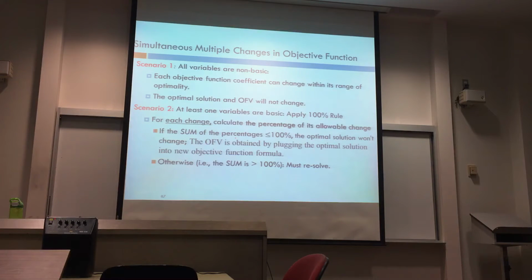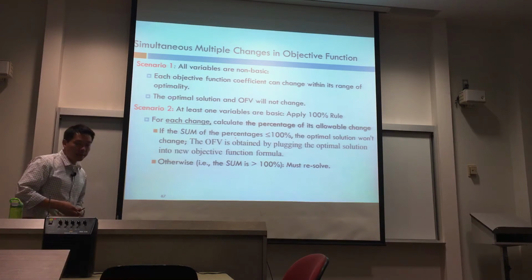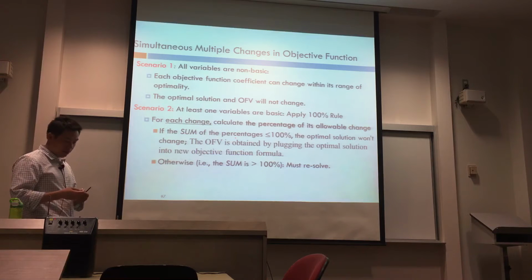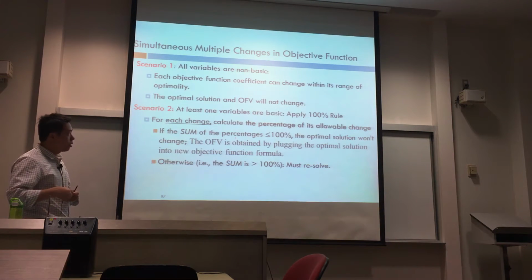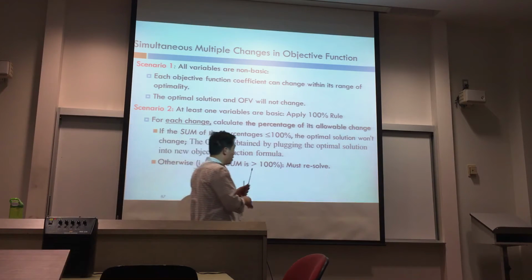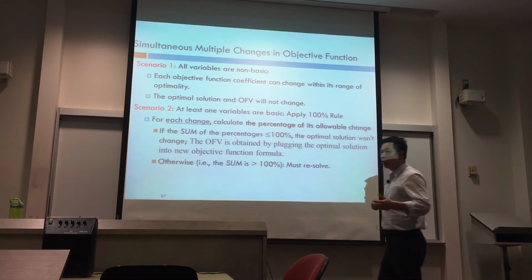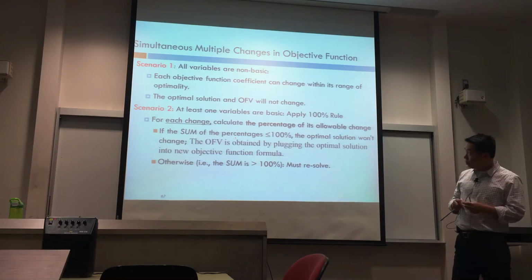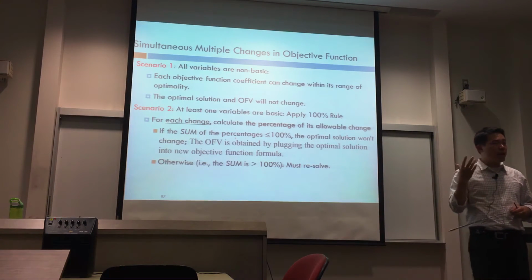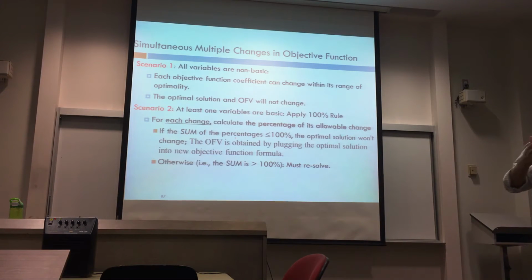So the second scenario is at least one variable is basic. That means at least one variable is not zero. In this case, we have a rule called the 100% rule. That means for this kind of scenario, you have to consider all the changes at the same time. You cannot treat them as individual changes.